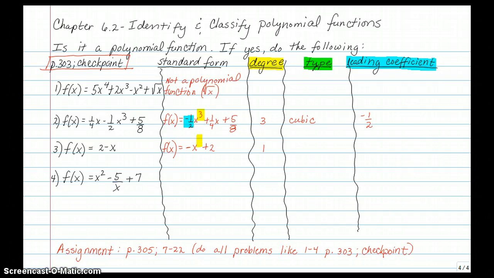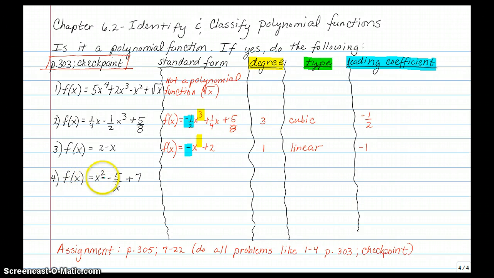And then you have the type, anything to the 1st power is linear. And then your leading coefficient is negative 1. So even though the 1's not there, it is actually assumed. It's negative x, so that's negative 1x is the equivalent expression. Okay, so now we go to number 4.